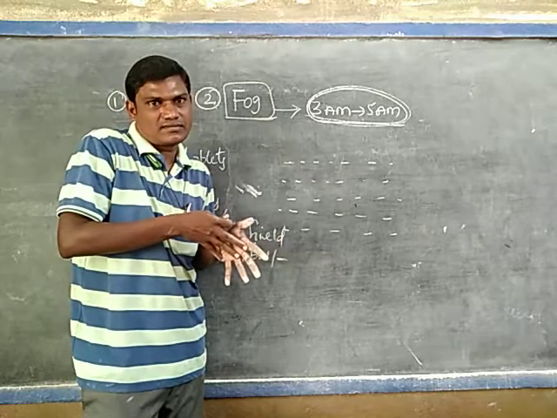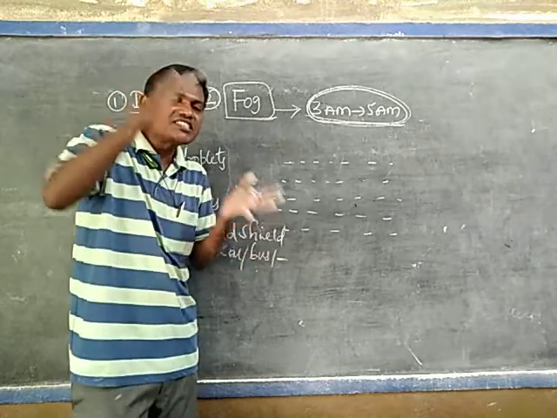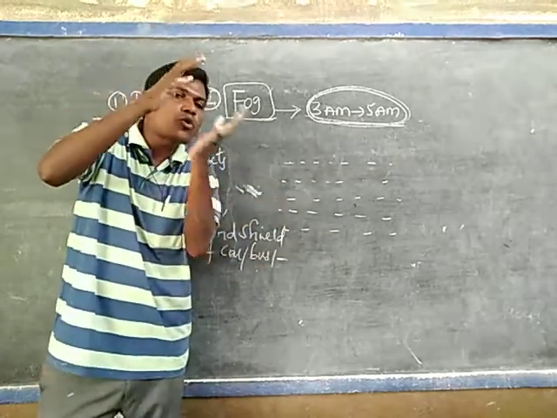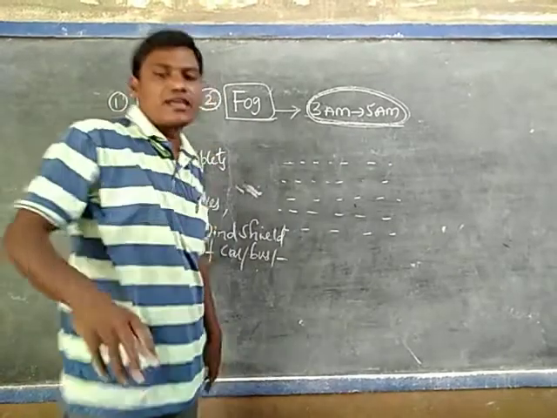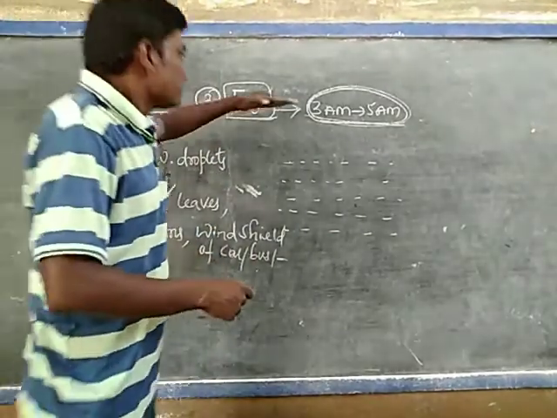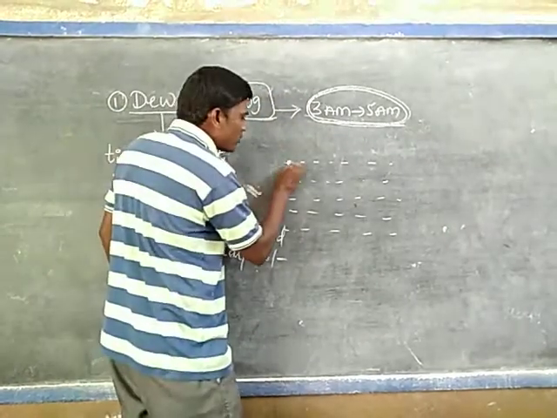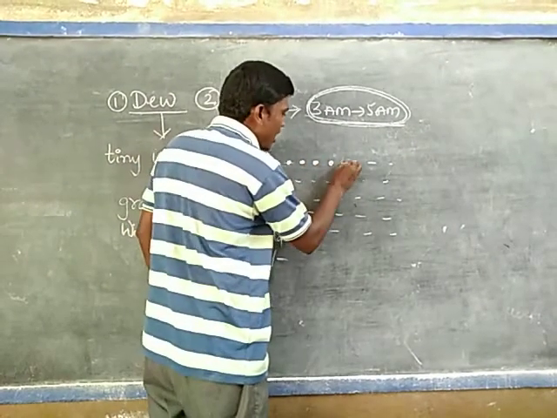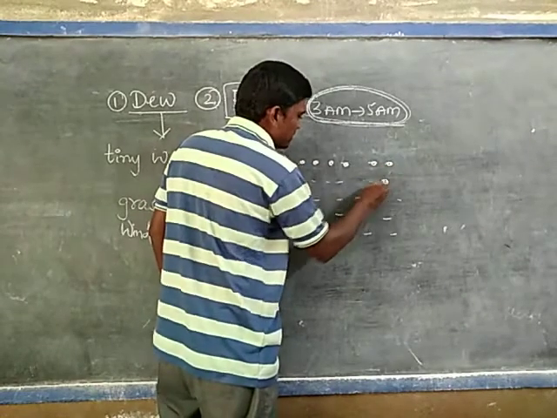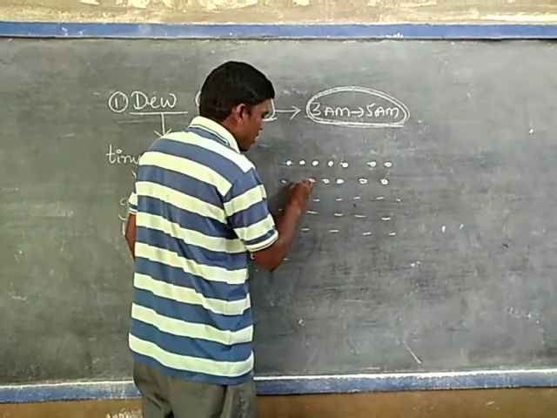If the temperature decreases, what will happen to the intermolecular force? It increases. Is it correct or not? If the temperature decreases, the particles come close together, so the water vapor is converted to water, and tiny water droplets are formed on the air particles, that is, on dust and the remaining particles in the air.